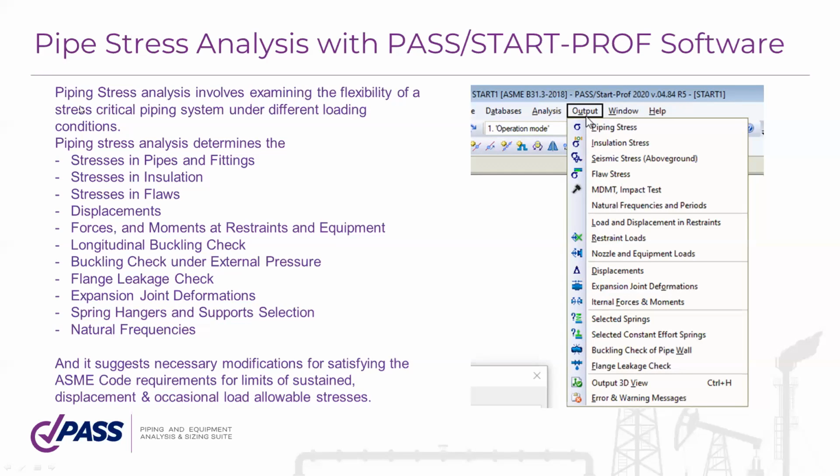Pipe stress analysis involves examining the flexibility of stress-critical piping systems under different loading conditions. The results of the pipe stress analysis that you can receive are the stresses in pipes and fittings, stresses in insulation, stresses in flaws, cracks, and other defects, displacements, the forces and moments at restraints and equipment, longitudinal buckling check under external pressure, flange leakage check, expansion joint deformations, spring hangers and support selection, and natural frequencies of the piping systems. All of these are available as results of stress analysis in StarProf software.